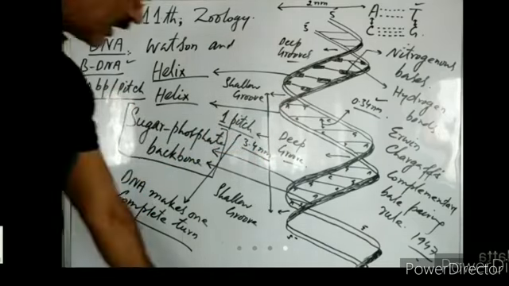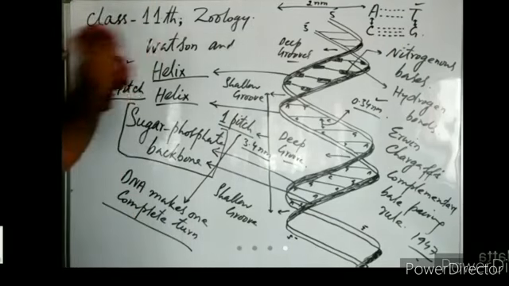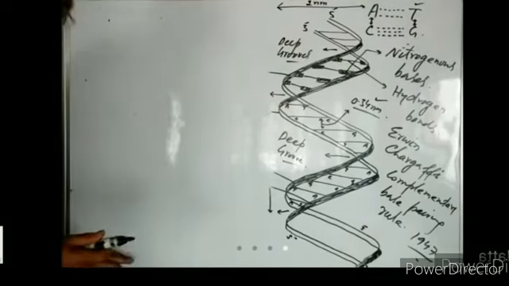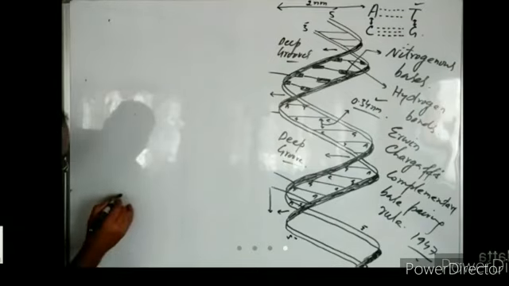Good. Should I rub this diagram? Okay. Now we will have a look at the chemical structure of this. This was the physical structure. Let's make it here. I will try to make it here. Is it clearly visible to you from where you are? So I will start it from here.